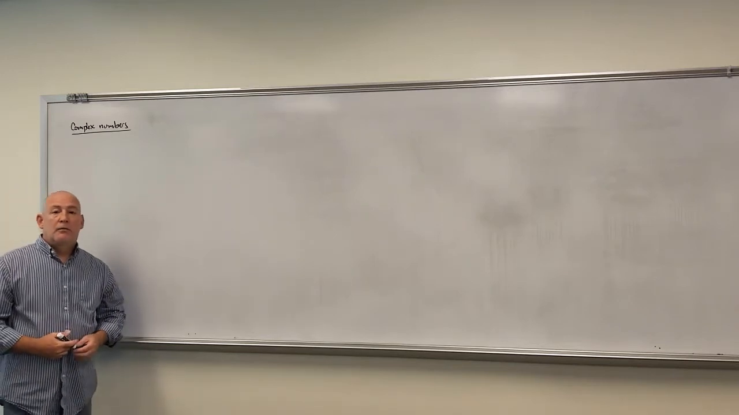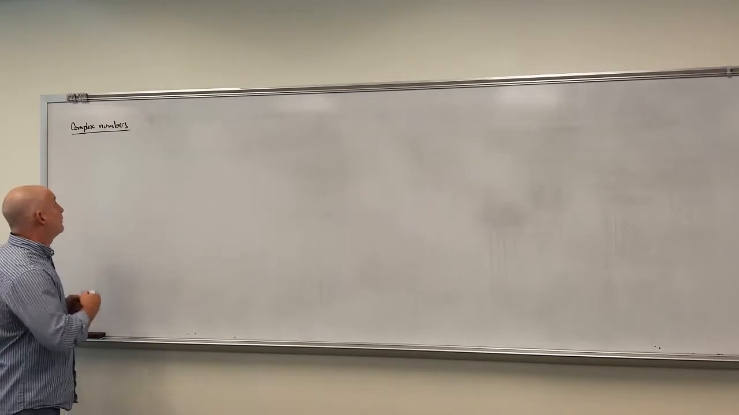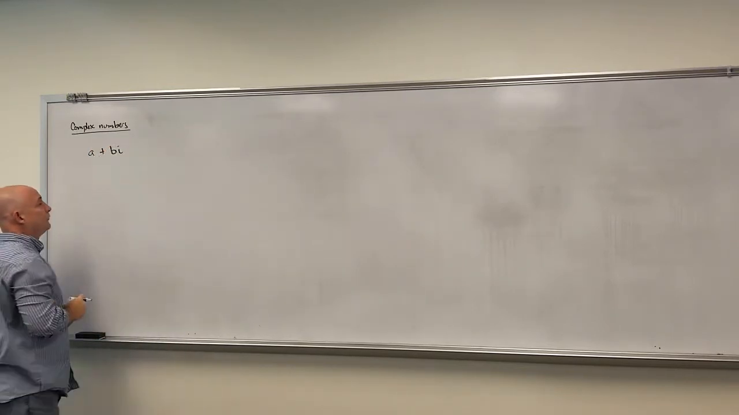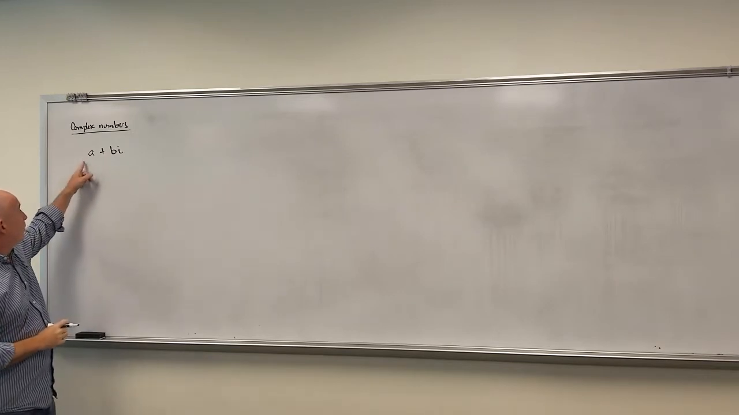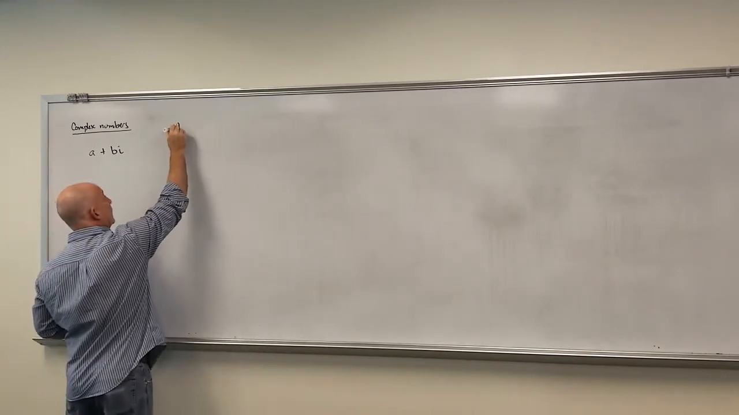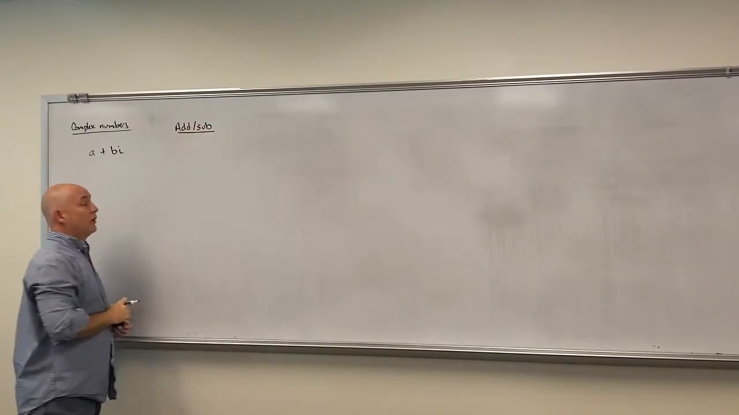Now that we know what complex numbers are, let's see if we can do some arithmetic with them. Remember, a complex number is any number that we generally write in the form a plus or minus bi. It has a real part and it has an imaginary part. So the first thing we're going to take a look at: how do we add or subtract complex numbers?